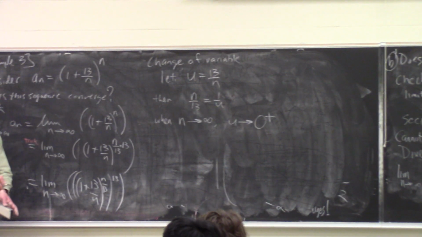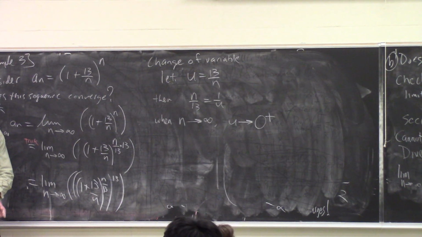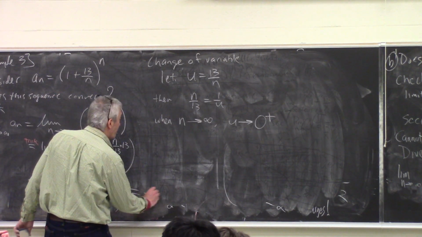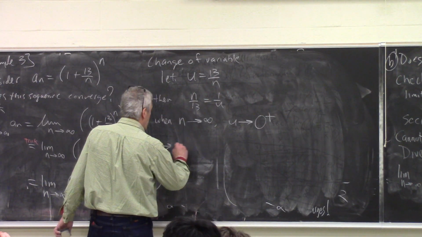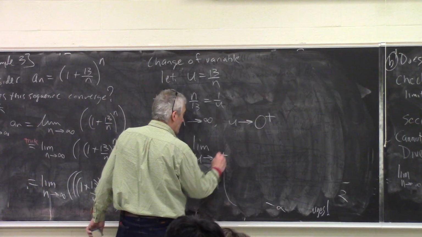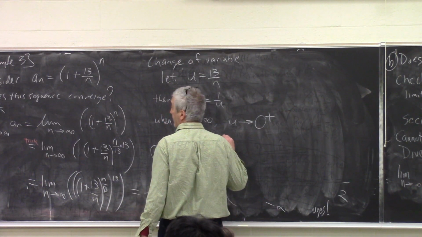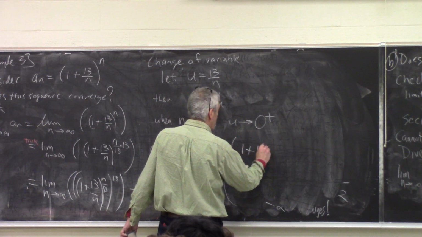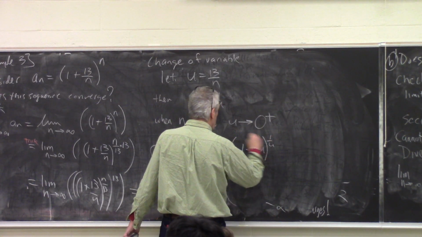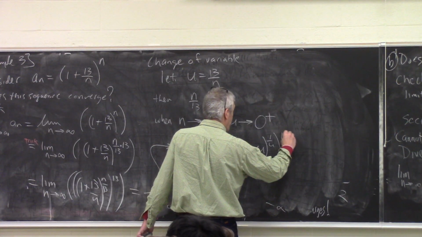You should be noticing that it's very important, when you're doing limits approaching a particular real number, that you pay attention to whether you're approaching from the left or from the right. Okay, so when I do this change of variables, I get the limit as u goes to 0 from above of (1 plus u) to the 1 over u, and that's all raised to the 13th power.